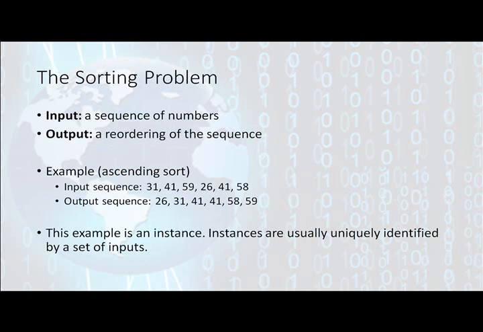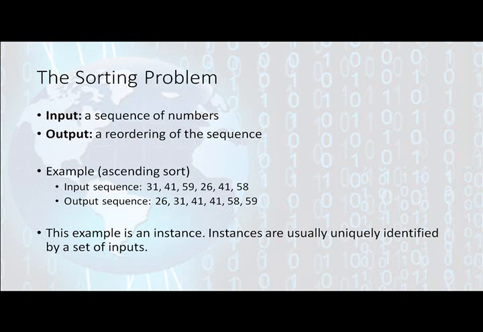So we'll start off by talking about the sorting problem. And in this case, our input will be a sequence of numbers. Now, to sort, you could actually have a list of, say, words. You could have a list of times and dates. But for this discussion, we're just going to have a sequence of numbers. The output will be a reordering of that sequence.